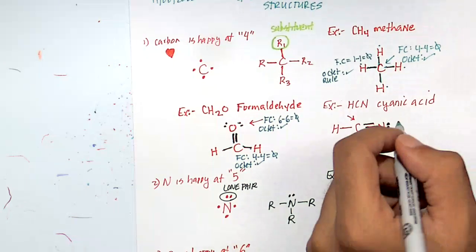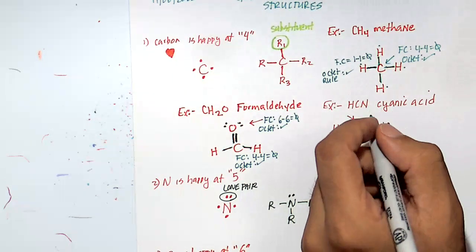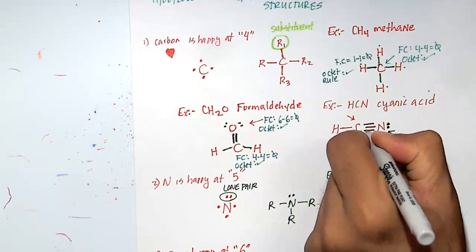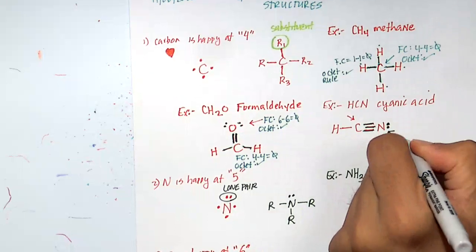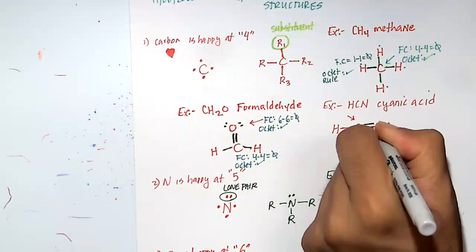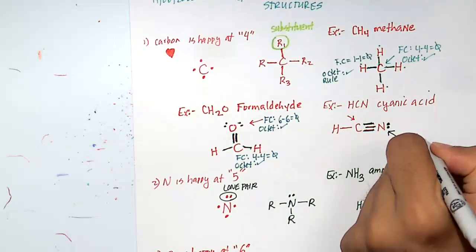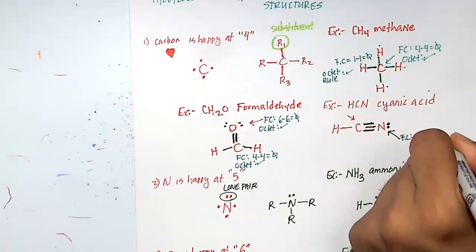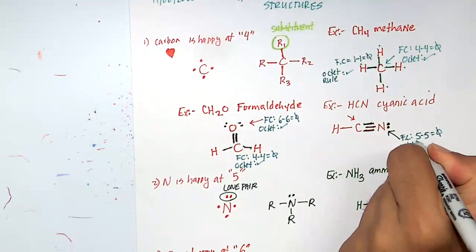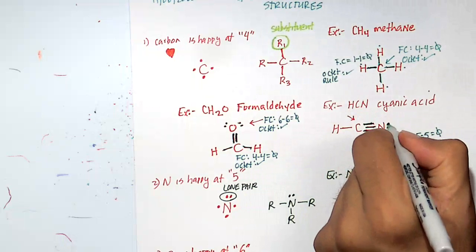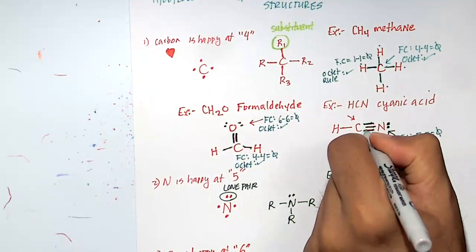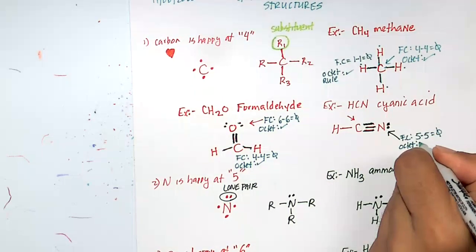Let's look at this nitrogen here in cyanic acid. All right, ready? Formal charge. Nitrogen. 1, 2, 3, 4, 5. What is nitrogen happy at? 5. What's 5 minus 5? 0. Octet rule for this nitrogen. Count everything individually. 1, 2, 3, 4, 5, 6, 7, 8.